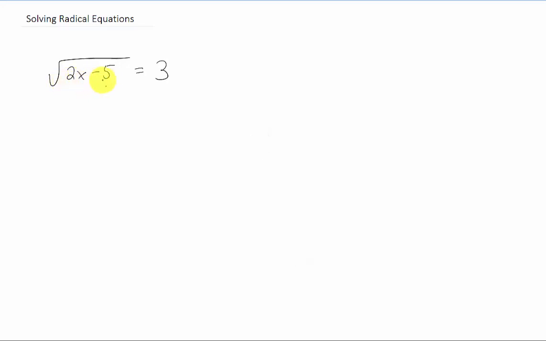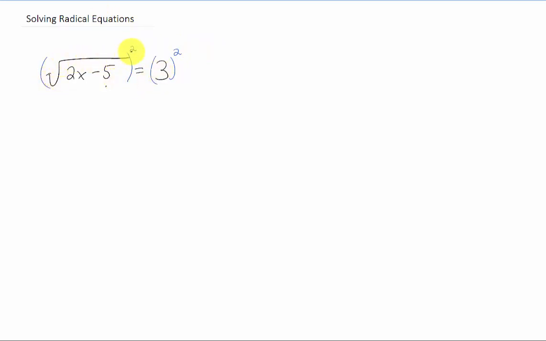If we want to solve a radical equation, that's an equation that has a root or a radical in it, the key is knowing how to get rid of that radical. So in this example, we have a square root with 2x minus 5 underneath it. We need to get rid of that square root sign so we can get that x out. The way to cancel a square root is to square, and we're allowed to do the same operation to both sides of an equation, so we just square both sides.